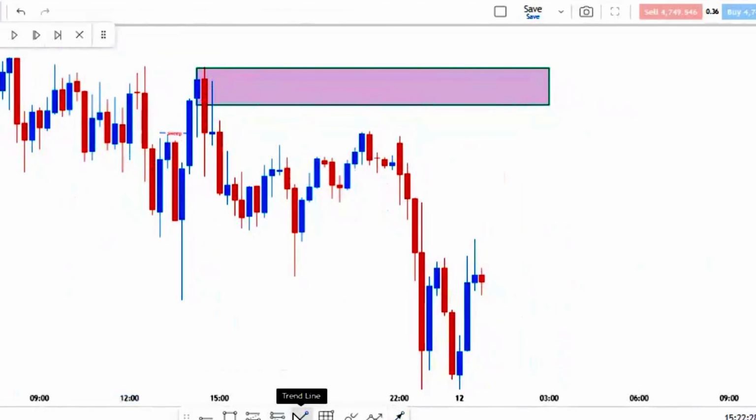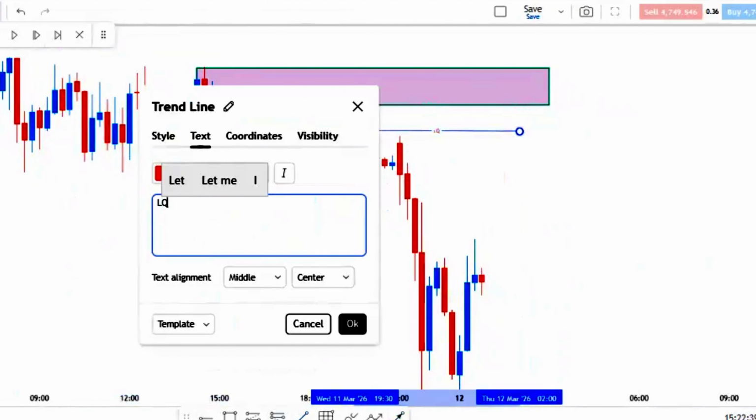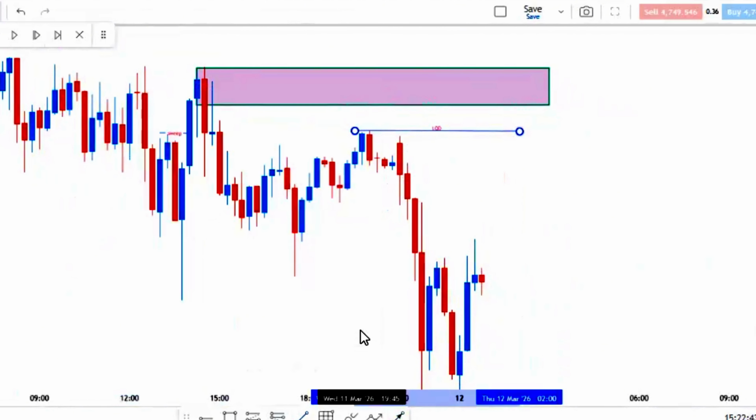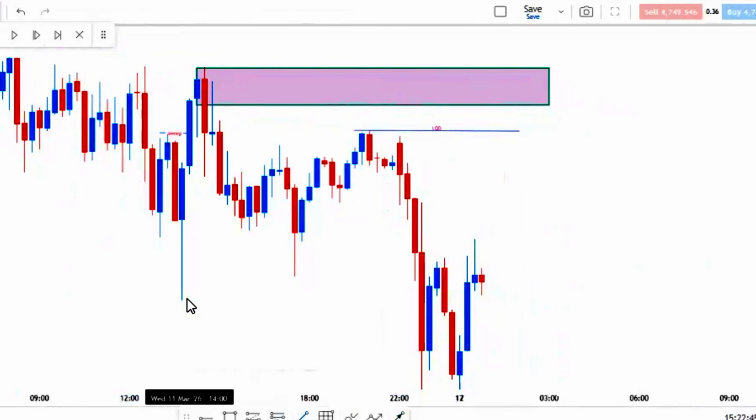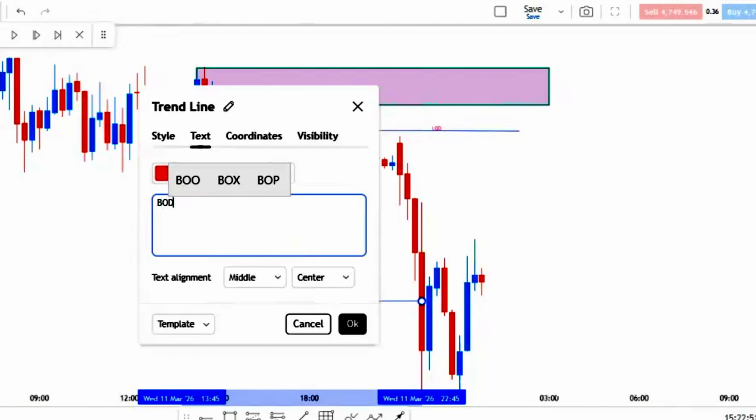The next thing is, where is the liquidity? The liquidity is seated around here. So this is the last high that the market created. This is the liquidity right here. We call it LQD, the liquidity that the market created before the break of market structure. So it usually creates the liquidity before the break of market structure, which is BOS.